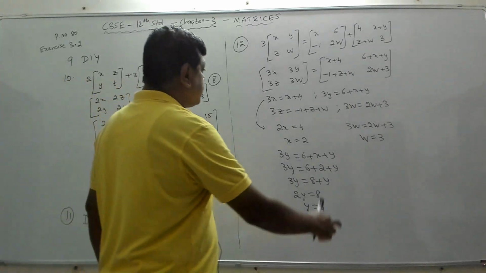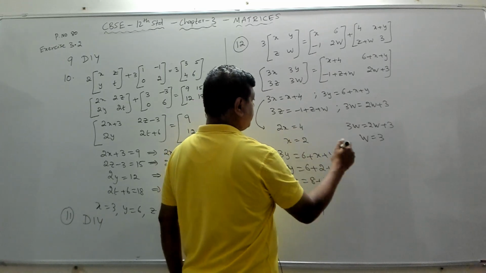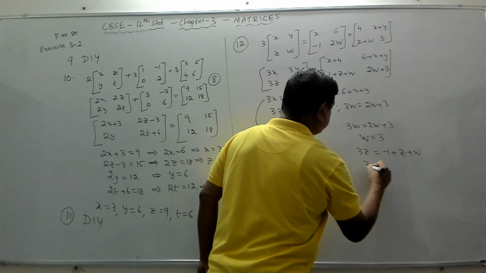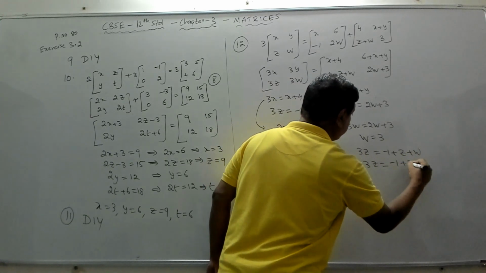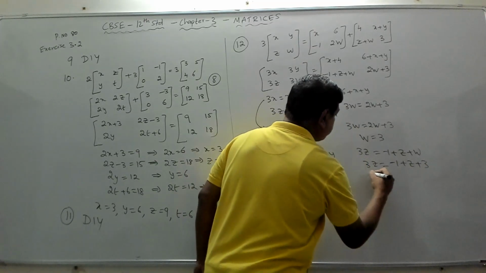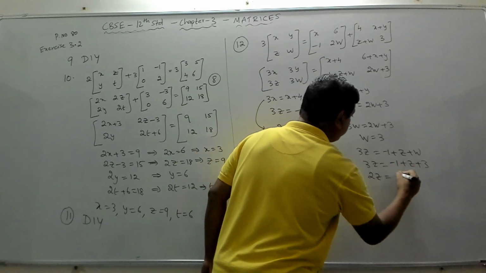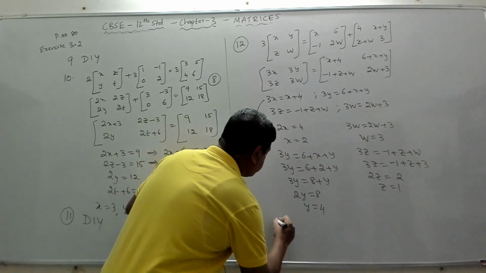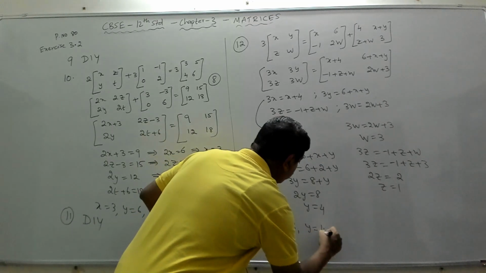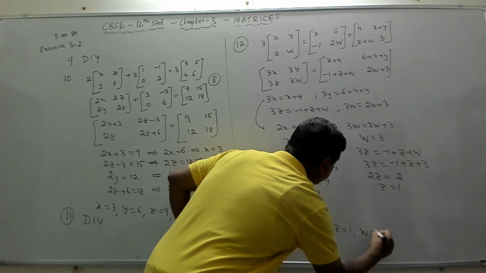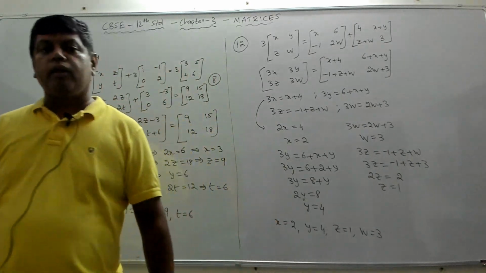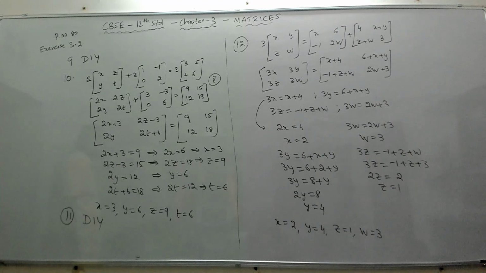Now substitute w as 3 in this equation. You have 3z equal to minus 1 plus z plus w. That is 3z equal to minus 1 plus z plus 3. So z comes here, you will get 2z is equal to 2. So you will get z equal to 1. Final answer is x is equal to 2, comma y is equal to 4, comma z equal to 1, comma w equal to 3. Clear? So this is how we get the value for x, y, z and w.